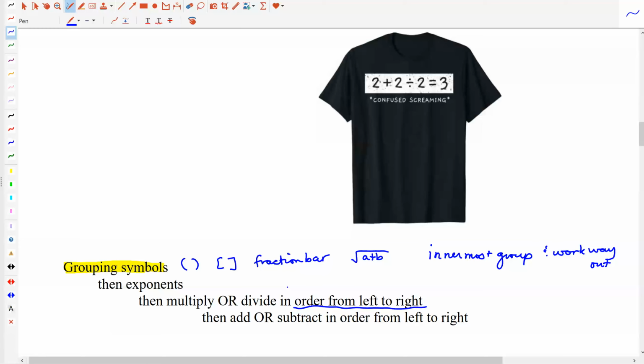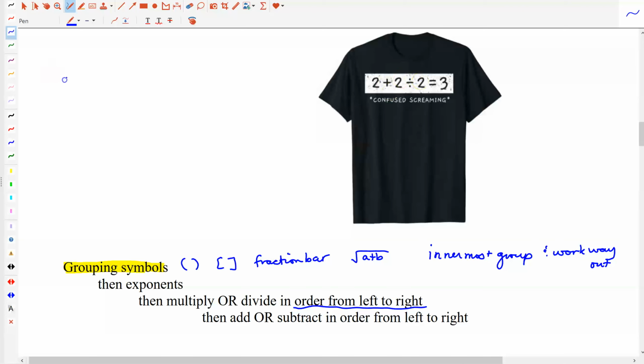And then finally, if there's anything that needs to be added or subtracted, we will do that. And again, we tend to work from left to right. So if subtraction occurs before addition, we will do the subtraction first. So if we all follow these rules, we will all get to the same results. So let's go back up to this problem right here.